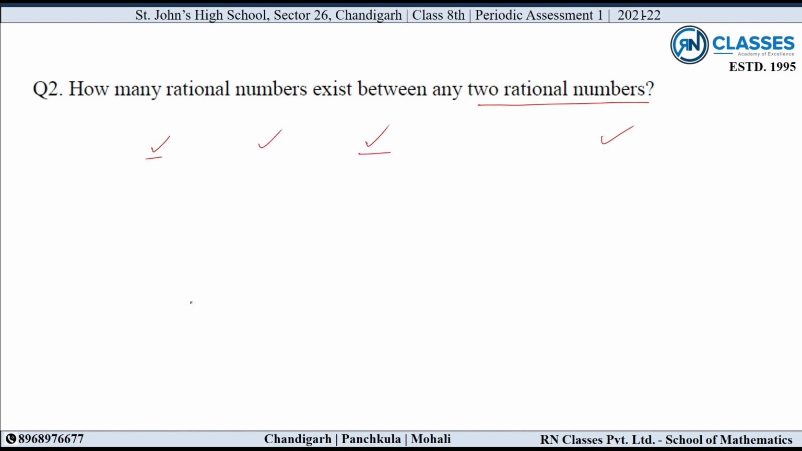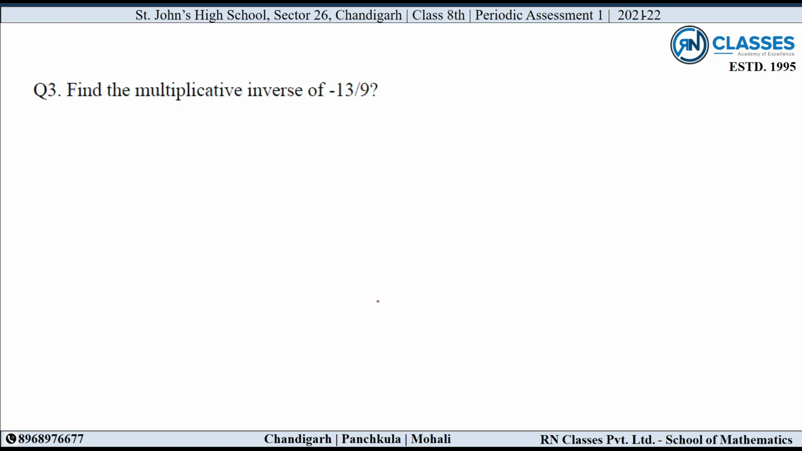Yes. Can you find another rational number between these two? Yes. And this process goes on. So how many rational numbers exist between any two rational numbers? Infinite. There will be infinite rational numbers. So infinite is the right answer. Right? Moving on to question number 3.